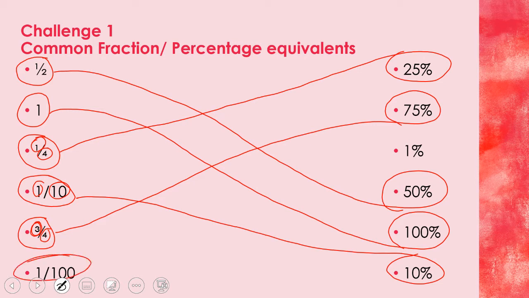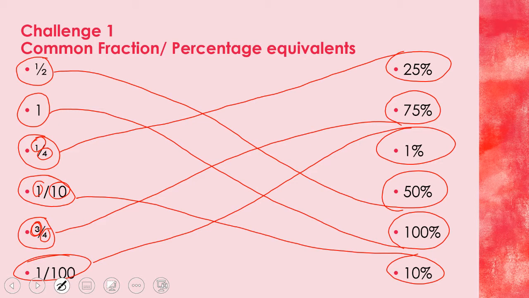Last but not least then, by process of elimination, 1/100th will be 1%. But just in case you are wondering why that is, it is of course because we have taken our whole, which is 100%, divided it into 100 equal parts. 100 divided by 100, or any number divided by itself, is equal to 1.